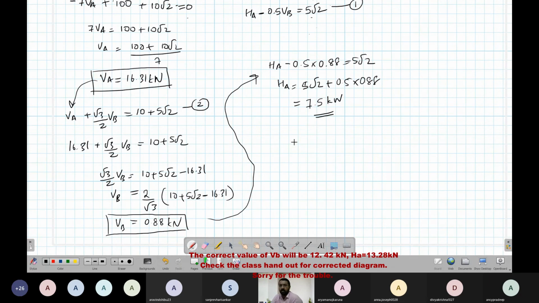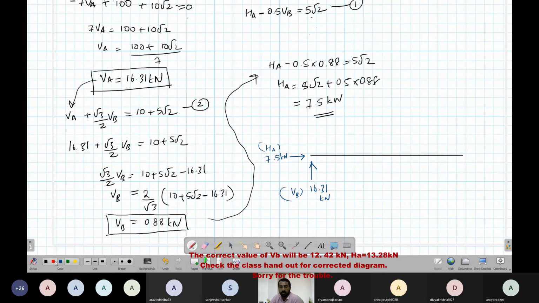So we have all the forces. We just have to draw the diagram. So this is my diagram. HA is 7.5, so HA will be here. What is the value of VB? 16.31. So this is VB, and this is HA.